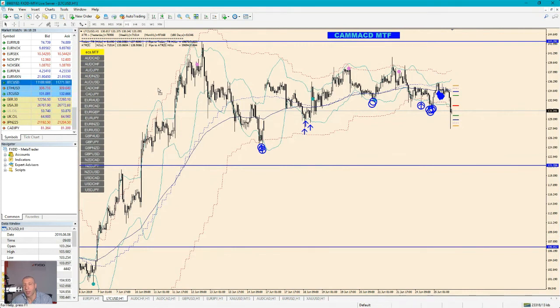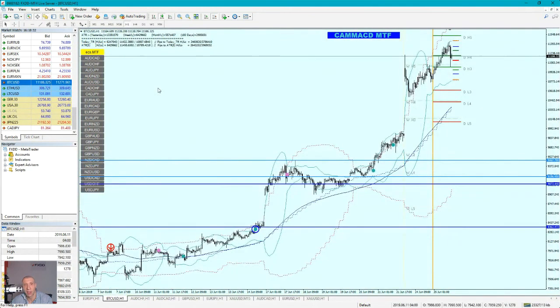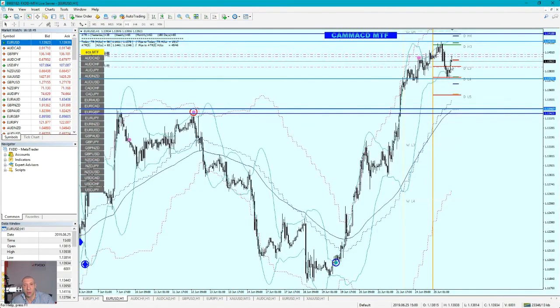If you want to trade cryptos, for me, the best bet is the Bitcoin and, of course, the Ethereum after the Bitcoin. But definitely, I'm sticking to Forex as of now. Euro dollar is, you see, it's trying to break up. We will see what will happen.